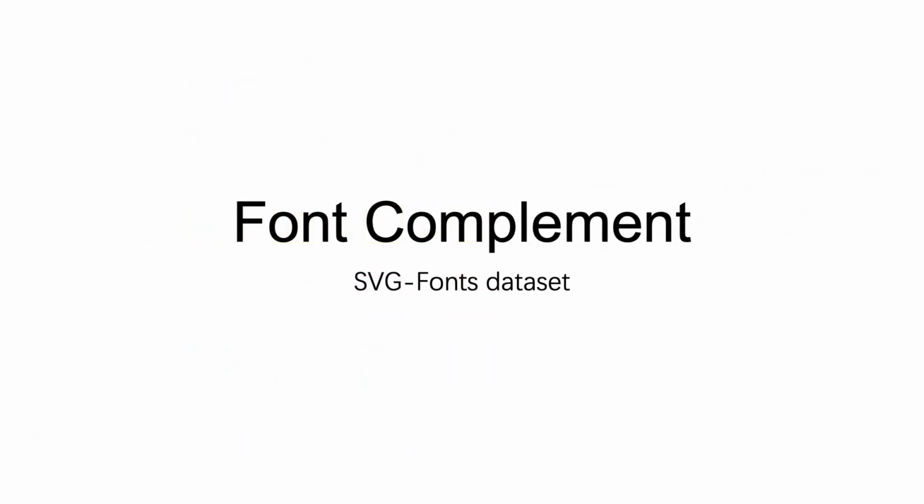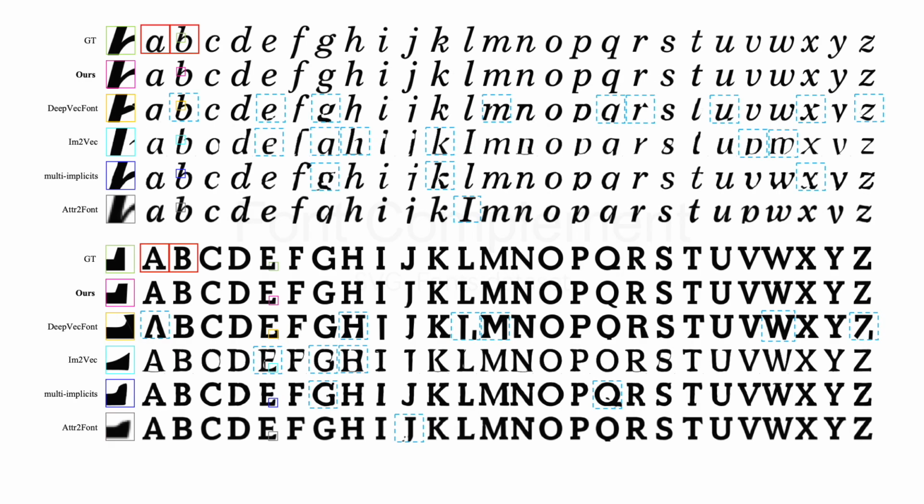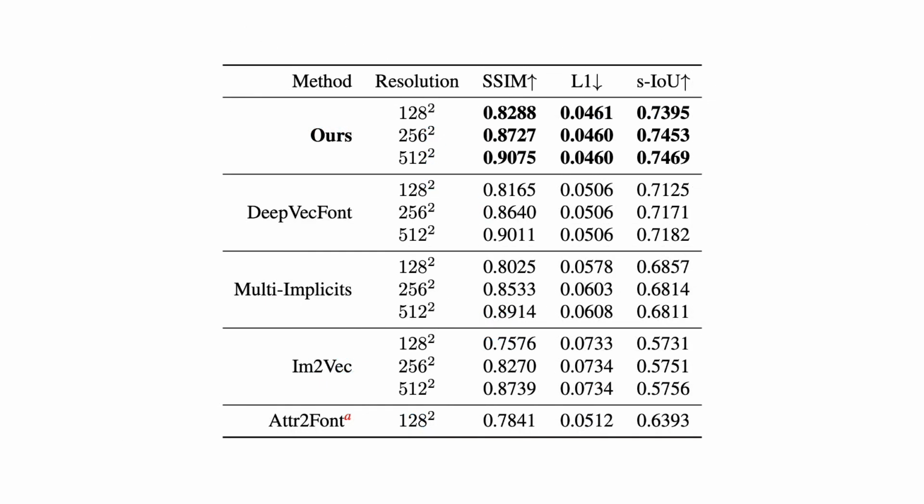We also conduct a font complement experiment on the same dataset. Given a subset of the font, that is, the uppercase and lowercase a, b, as the style reference, the target is to produce a complete font set. Compared to other methods, DualVector can not only grasp the overall style of the input references but also generate new glyphs with clear boundaries and sharp edges, achieving the best visual quality. The quantitative results also show the superiority of our method. Please refer to our paper for more results.